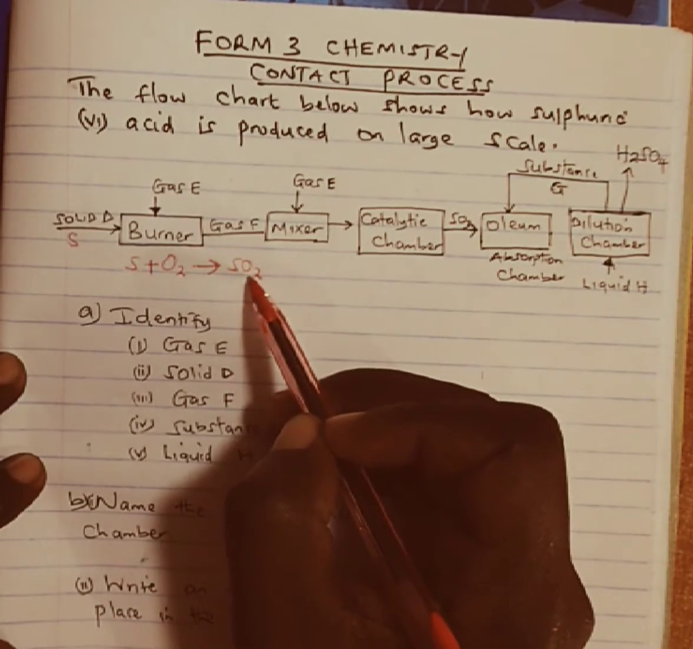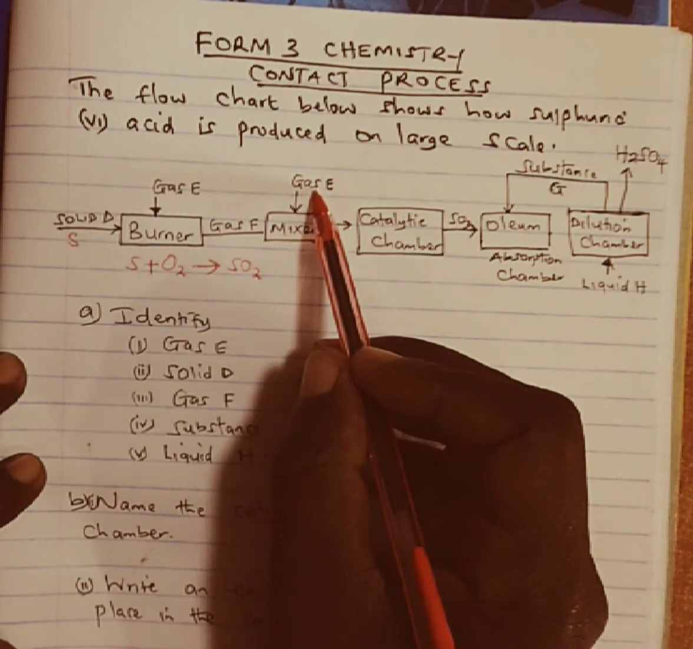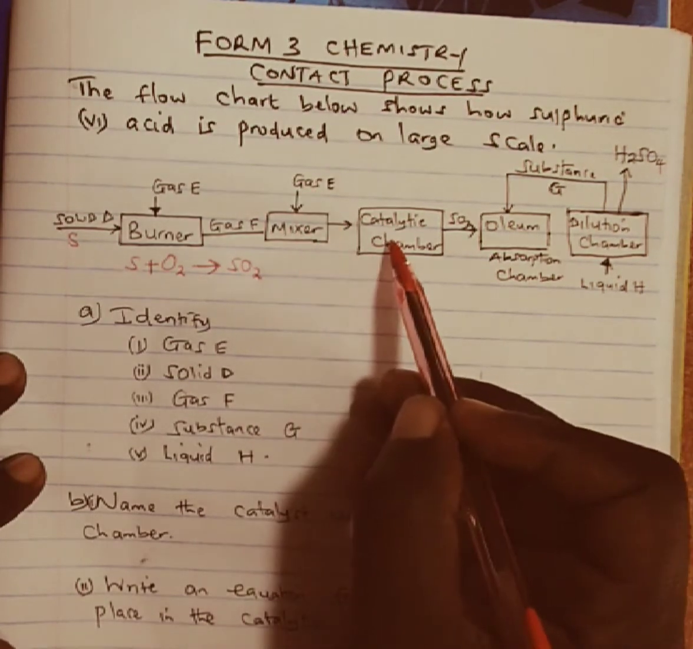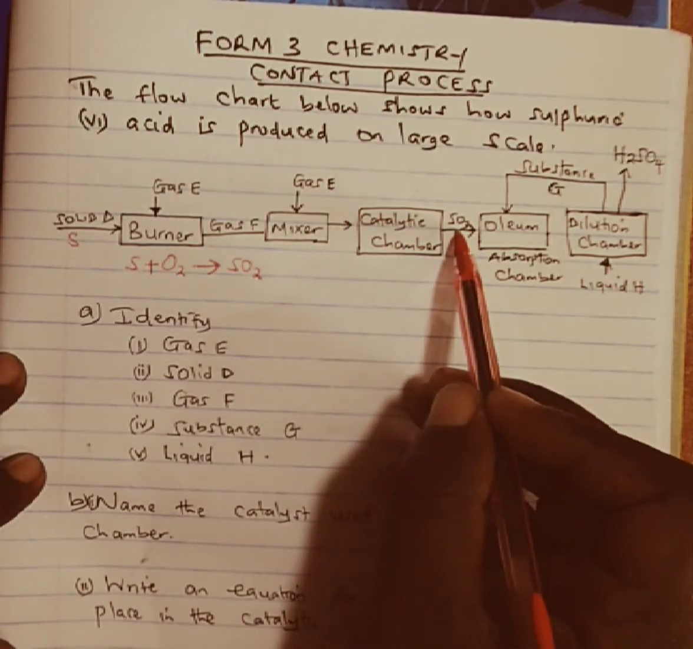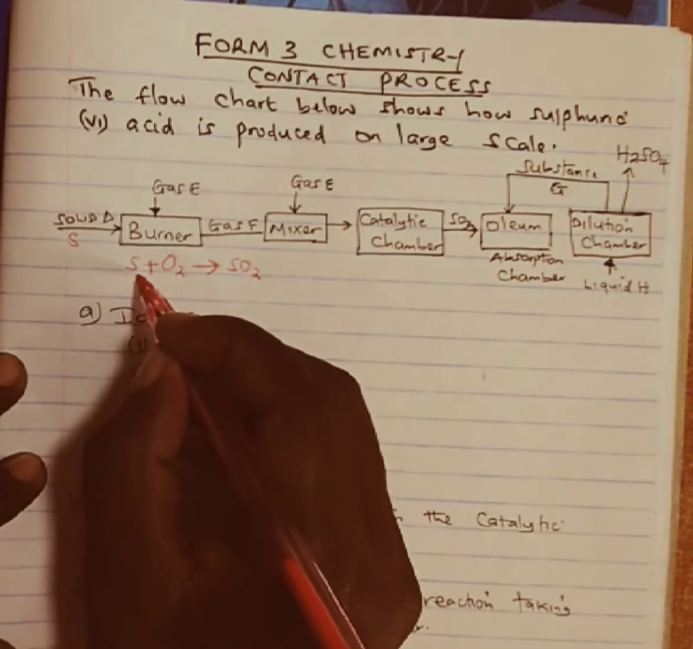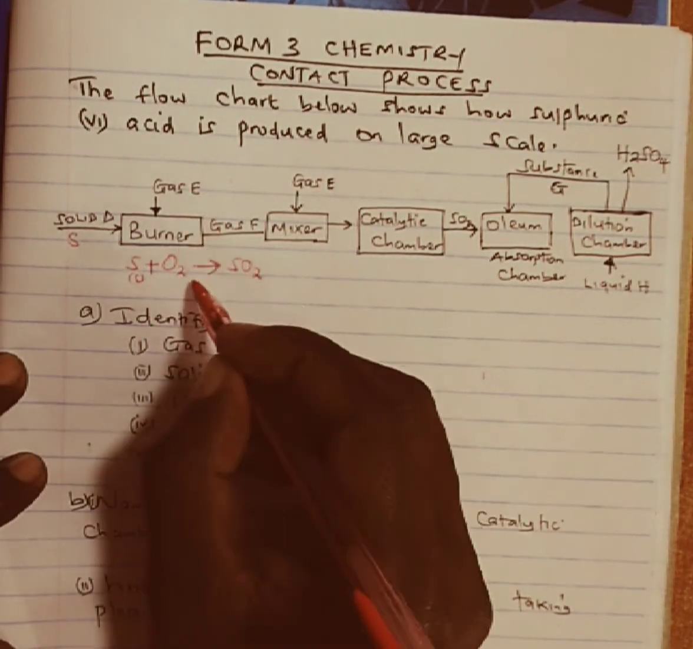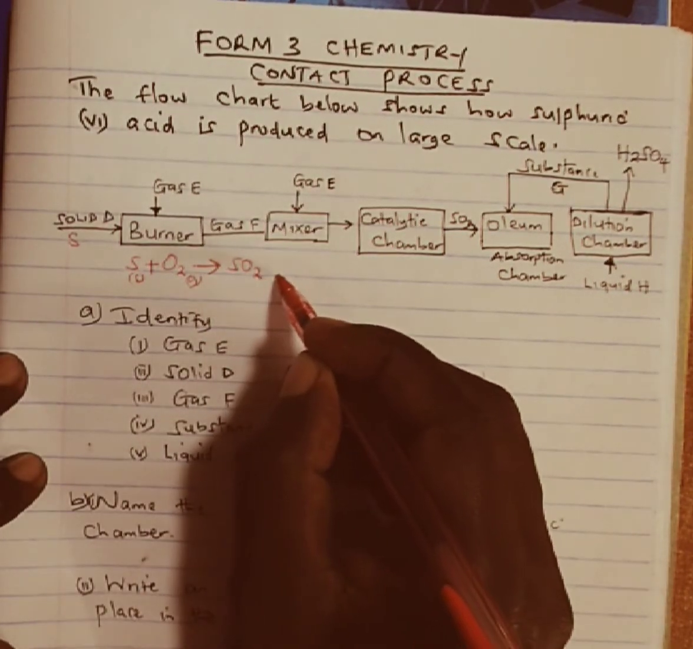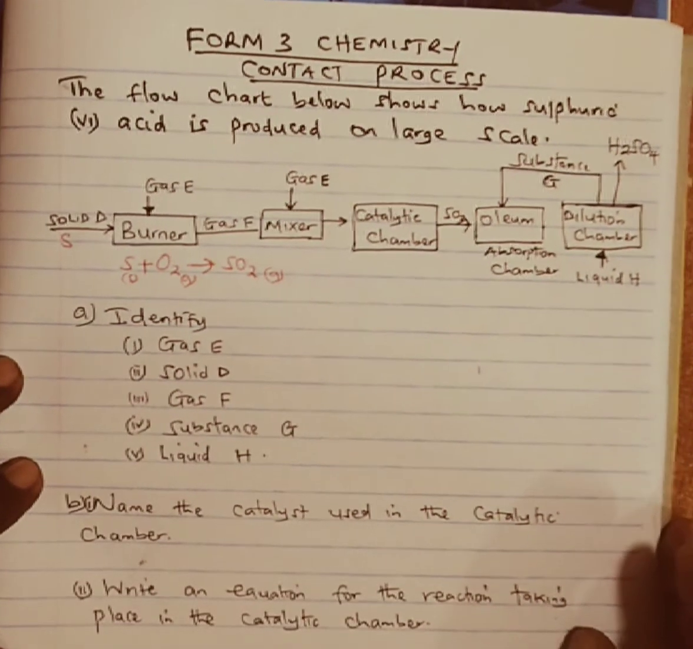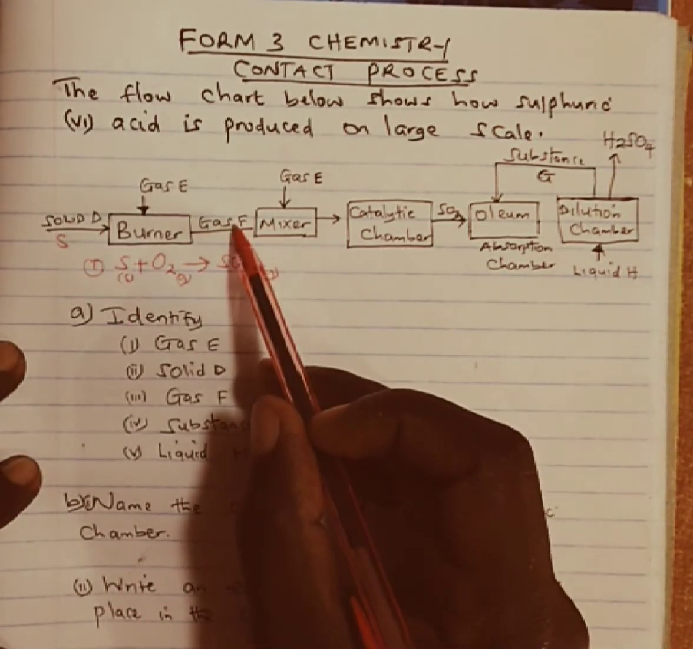Then sulfur 4 oxide is taken into the mixer where it reacts with more of gas E, which is the same oxygen, and taken to the catalytic chamber where it produces sulfur 6 oxide. In this case sulfur is a solid, E is a gas, which is oxygen, and this reaction produces sulfur 4 oxide, which is also a gas. That is the first equation, which produces gas F.